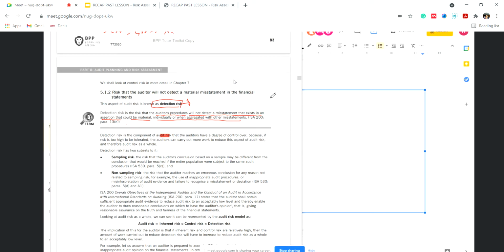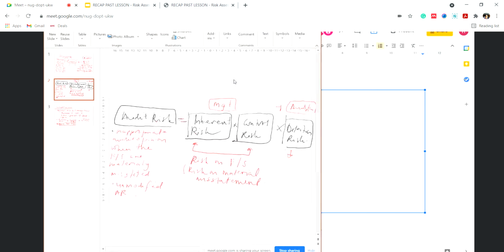Okay or not, class? From the three risks we studied, you have inherent risk, control risk, and detection risk. This detection risk is the auditor's procedure unable to detect the material misstatement. So who controls the detection risk? The auditor.